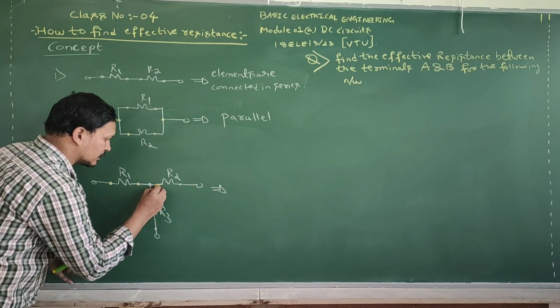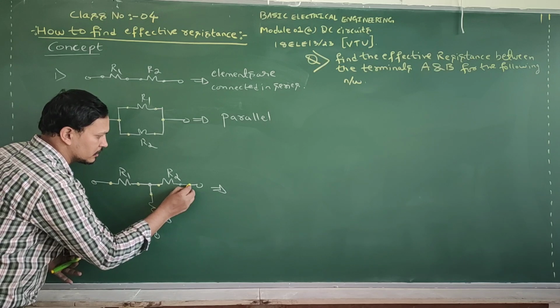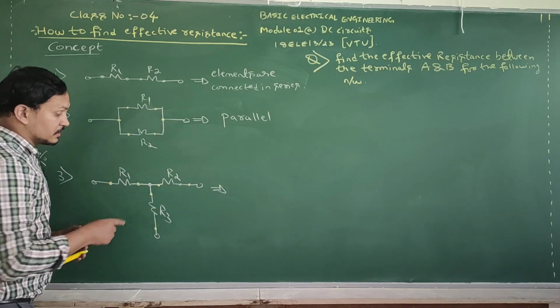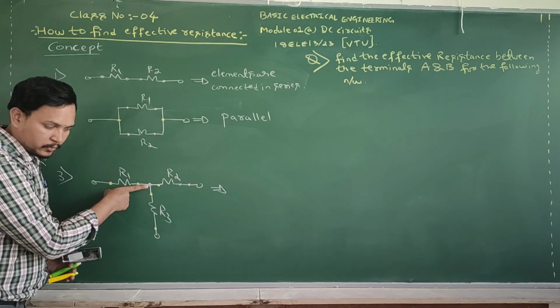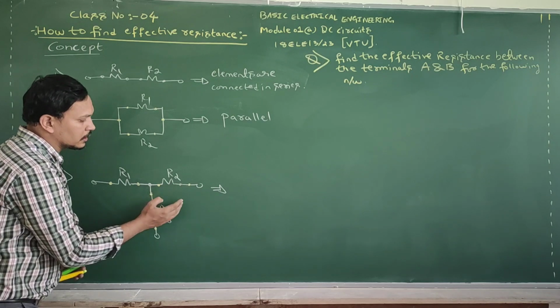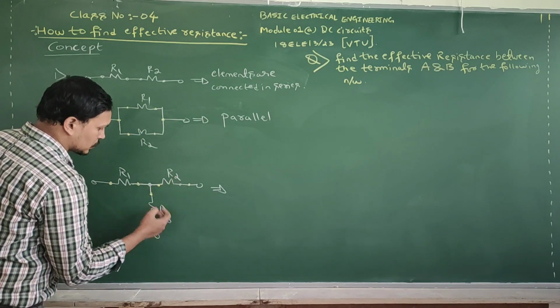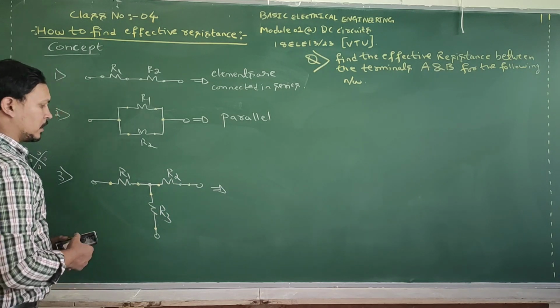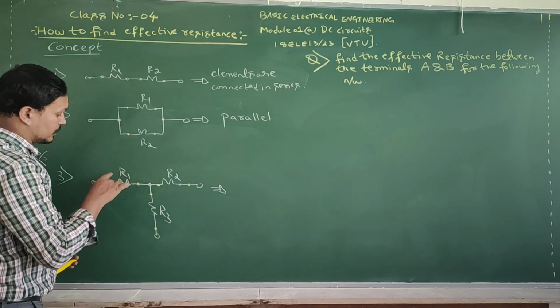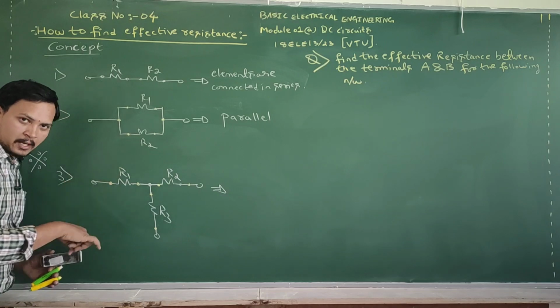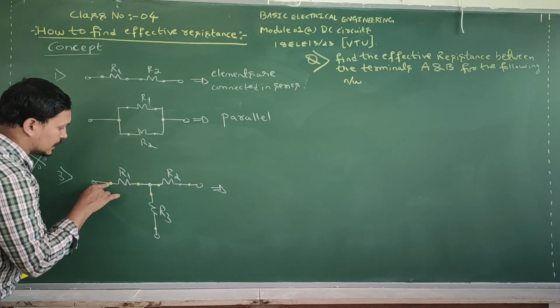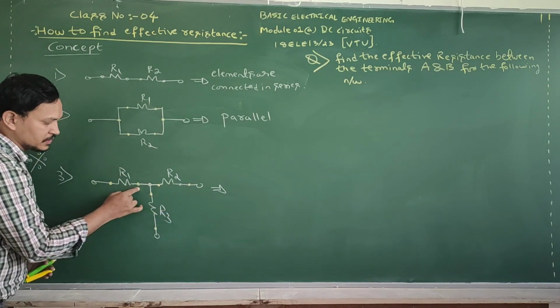This is the starting end, and this is the finishing end. The starting end is connected to one common point, but the finishing end is not connected anywhere. Therefore, you cannot decide that R2 and R3 are in parallel. Next, suppose you decide R1 and R2 are in parallel. See, this is the starting end and this is the finishing end.